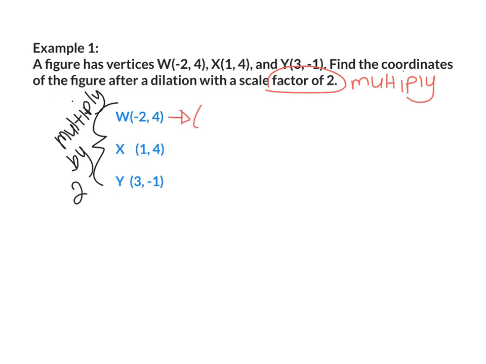For W, I'm going to take -2, multiply by 2, that gives me -4. 4 times 2 gives me 8. Those are the new coordinates for W. Now for X, 1 times 2 gives me 2, and 4 times 2 gives me 8. Those are the new coordinates for X. Now Y, 3 times 2 gives me 6, and -1 times 2 gives me -2. Those are the new coordinates for Y. So these are the new coordinates after the dilation.